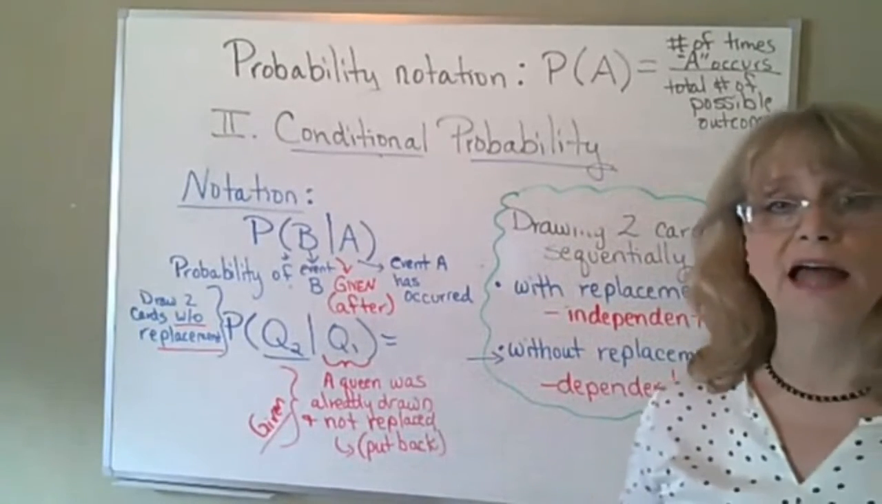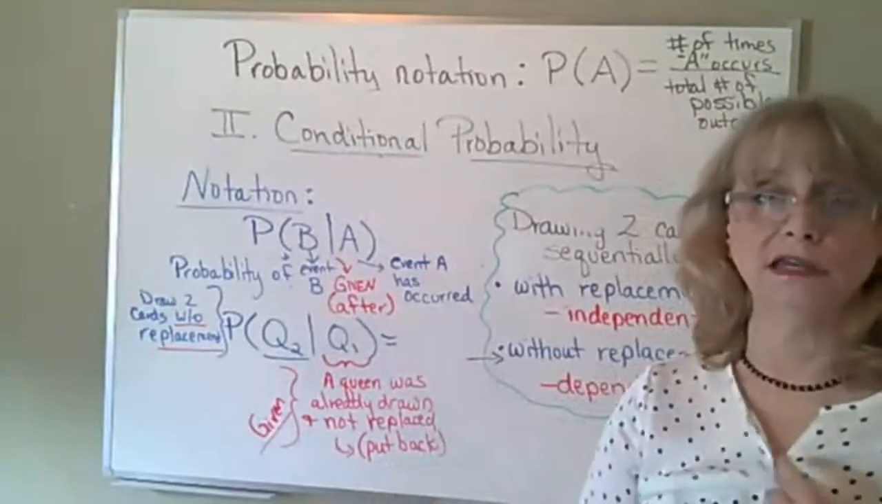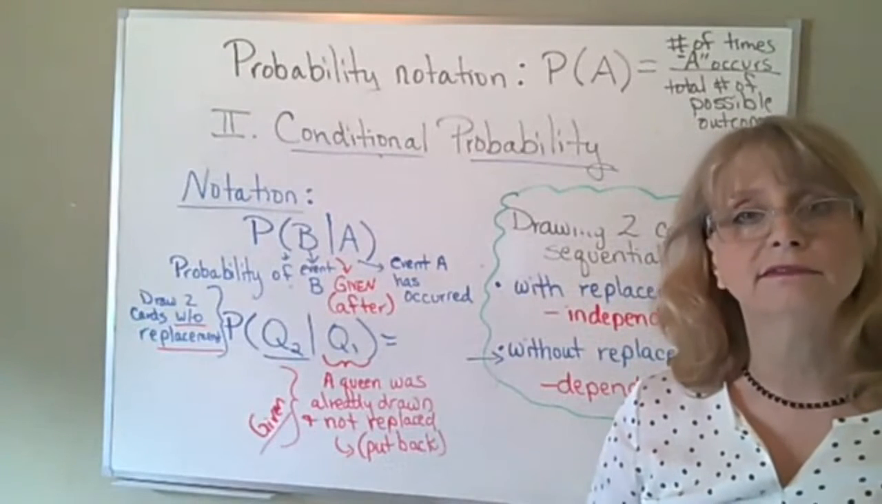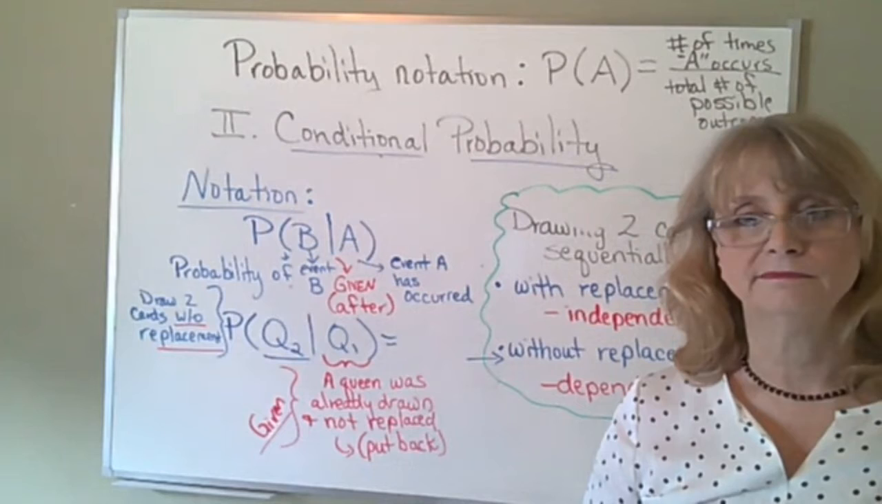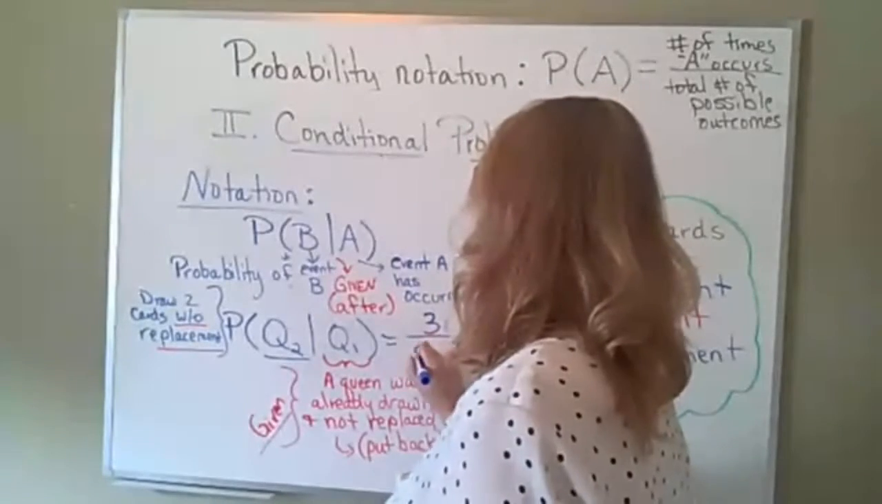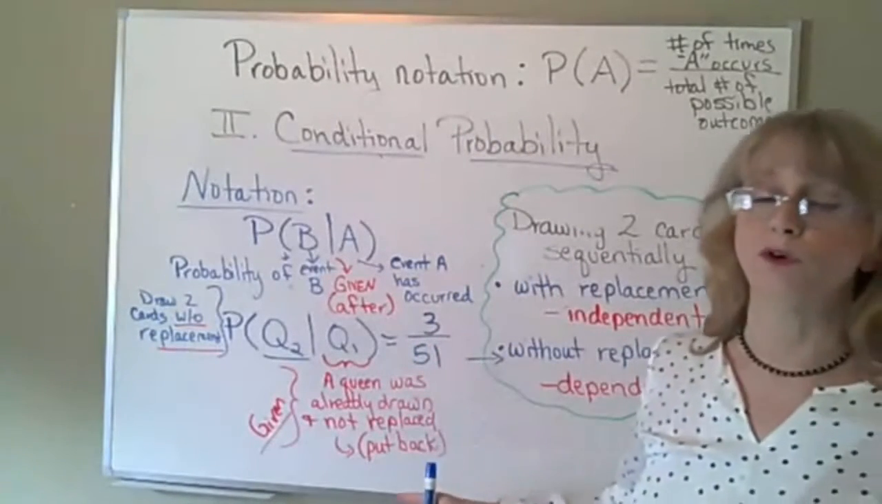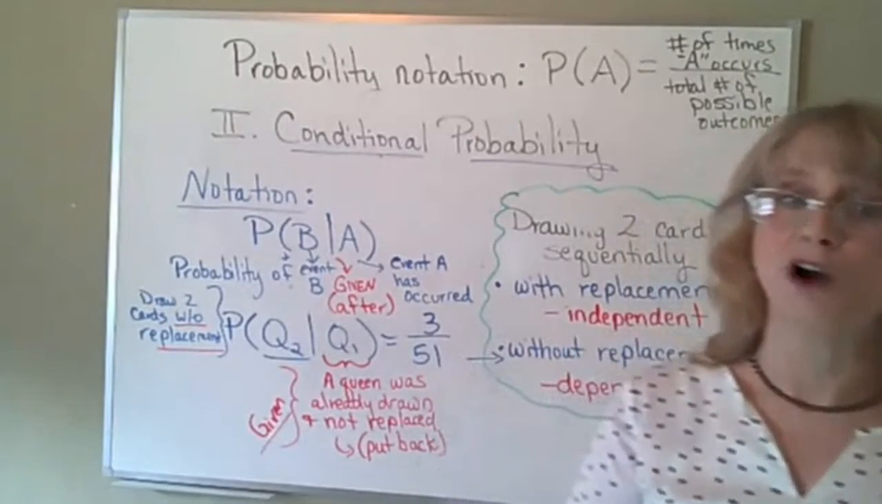So how many queens are left? What's our new top number going to be? We know we already drew a queen and we didn't put it back in. So how many queens are left, guys? Three out of 51. Right, Mia. 3 out of 51. 3 because there's 1 fewer queens, and 51 because there's also 1 fewer cards.